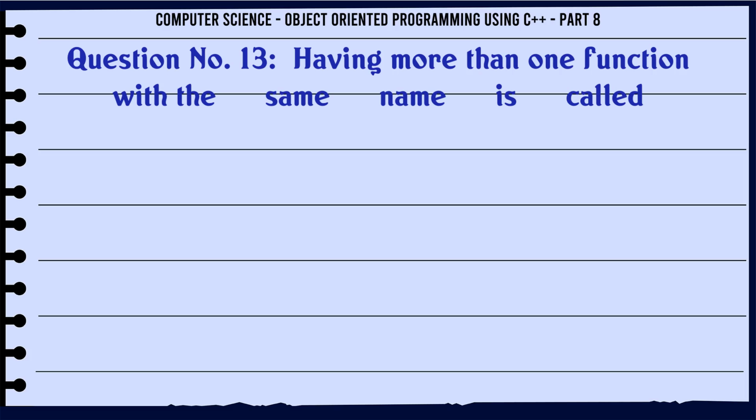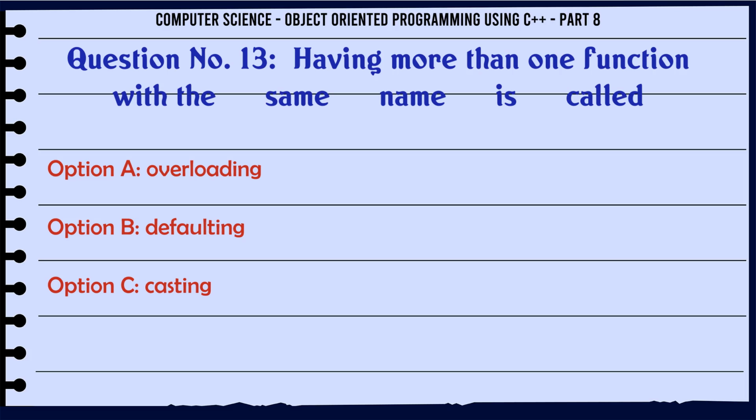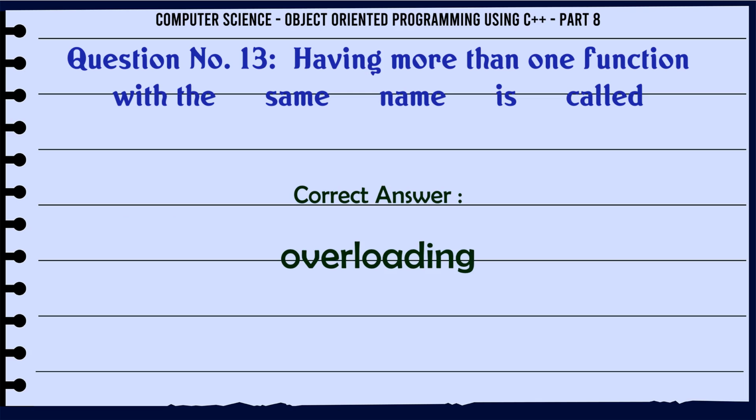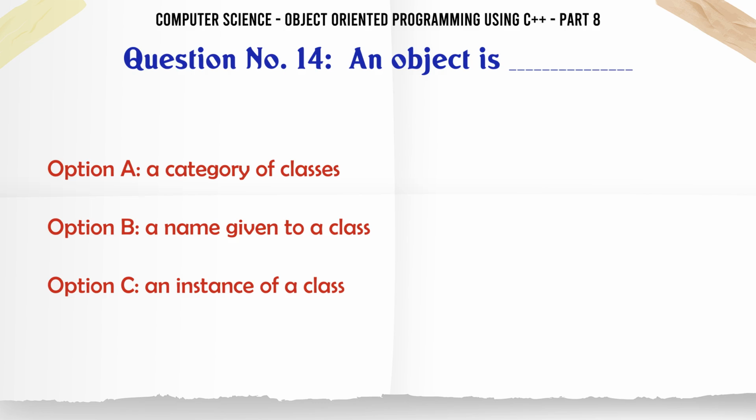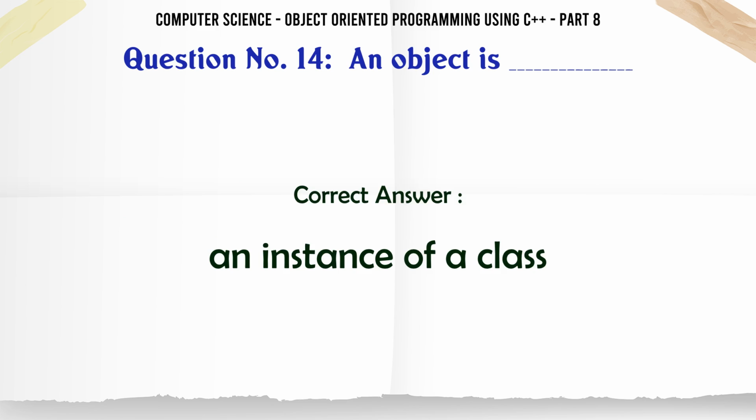Having more than one function with the same name is called A. overloading. B. defaulting. C. casting. D. referencing. The correct answer is overloading. An object is A. a category of classes. B. a name given to a class. C. an instance of a class. D. the same as a class. The correct answer is an instance of a class.